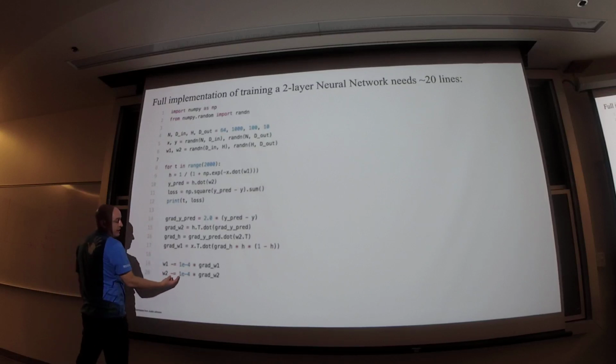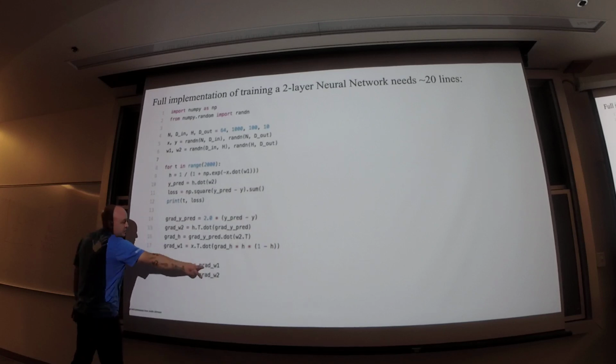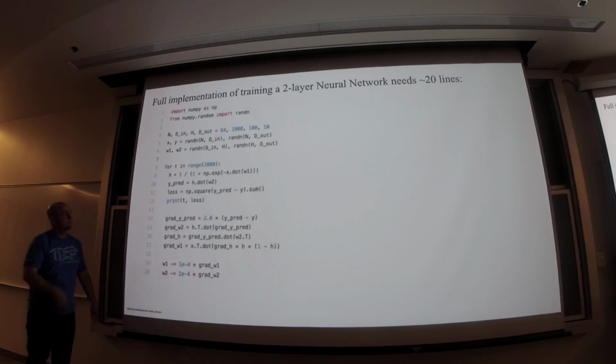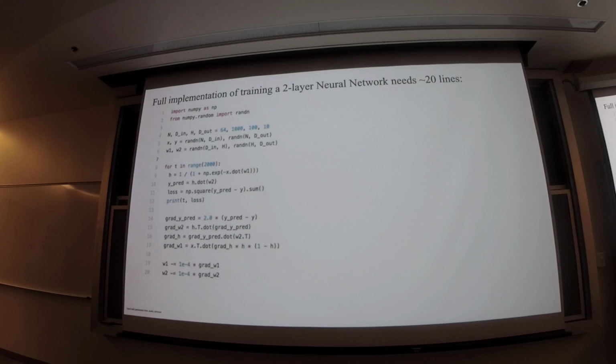And so forth. And then this is choosing a learning rate of 10 to the minus 4 and using the gradients of the two weights to update your weights. And you just keep doing this, and you are training neural networks. You can put it on your resume, and now your value's gone up like tenfold.